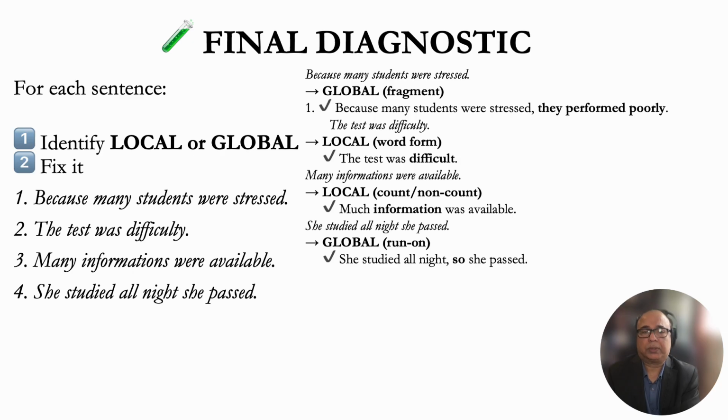Because many students were stressed. It's a global error, right? It's a fragment. A fragment means an incomplete sentence. The test was difficulty. We understand, right? The test was difficult. The student made an error, a small error. So it's a local error. The test was difficult. Many informations were available. Much information was available. And she studied all night. She passed. That's a run-on. Yeah, because there's no comma between the 2 ideas.